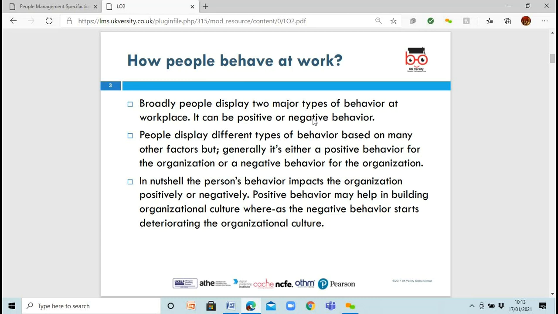Positive behavior can help to build the organization's culture and so on. And then on the flip side, the negative behavior might actually deteriorate the organization's culture. So it really depends on what type of behavior the employee or the person there has.